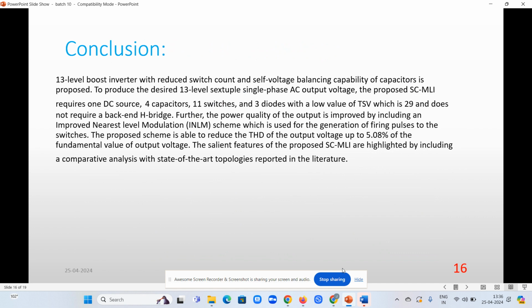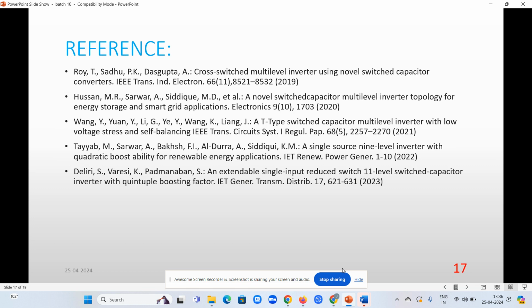which is used for the generation of firing pulses to the switches. The proposed scheme is able to reduce the THD of the output voltage up to 5.08% of the fundamental value of the output voltage. The salient features of the proposed switched capacitor multi-level inverter are highlighted by including a comparative analysis with state-of-the-art topologies reported in the literature. These are the references for the project.